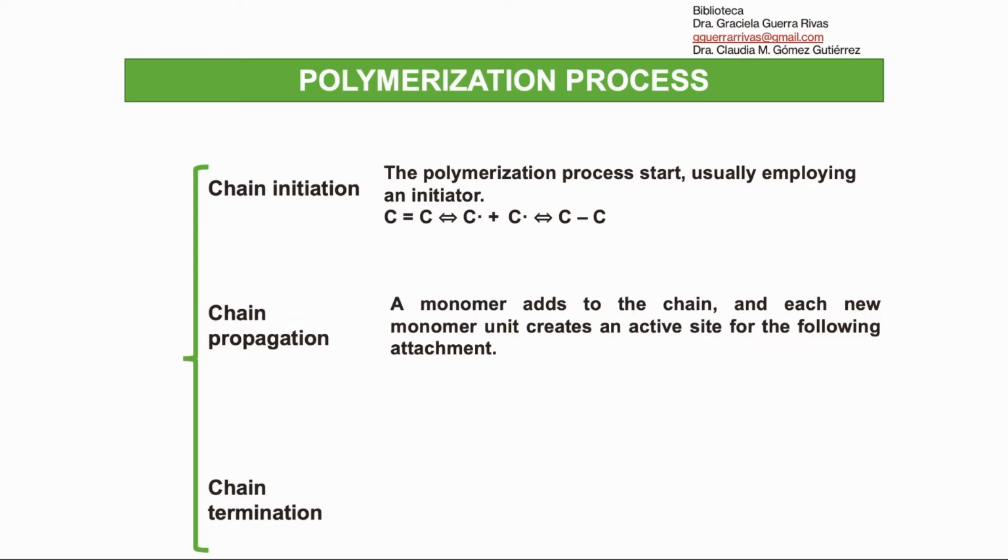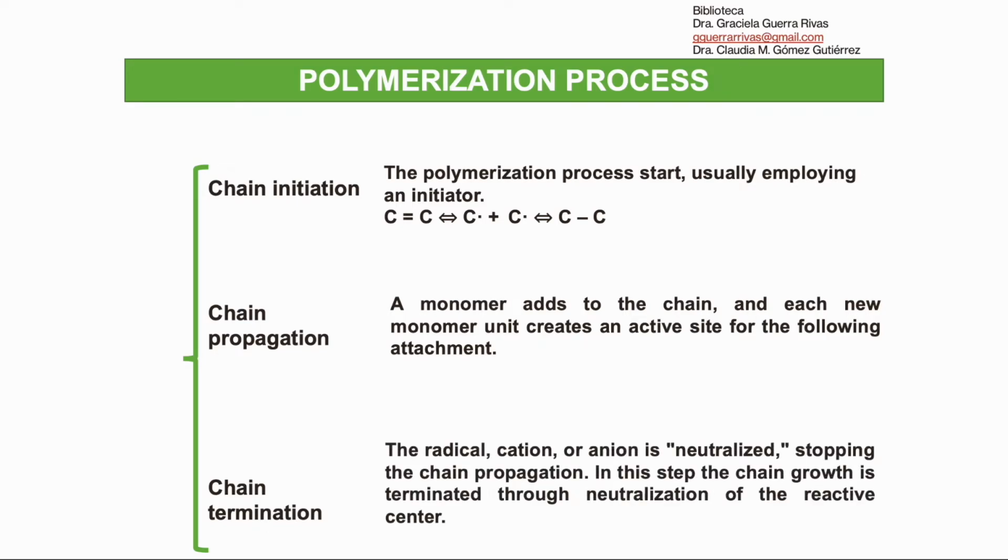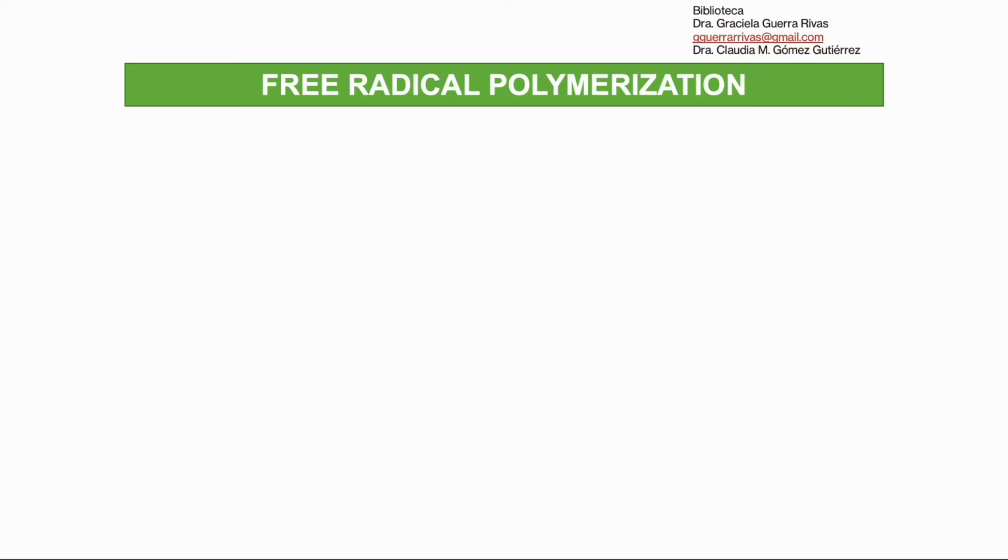The next step is chain propagation. A monomer adds to the chain, and each new monomer unit creates an active site for the following attachment. Finally, the radical, cation, or anion is neutralized in the chain termination step, stopping the chain propagation. The simplest type of addition polymerization is free radical polymerization, in which a polymer is formed by successive addition of a free radical building block.